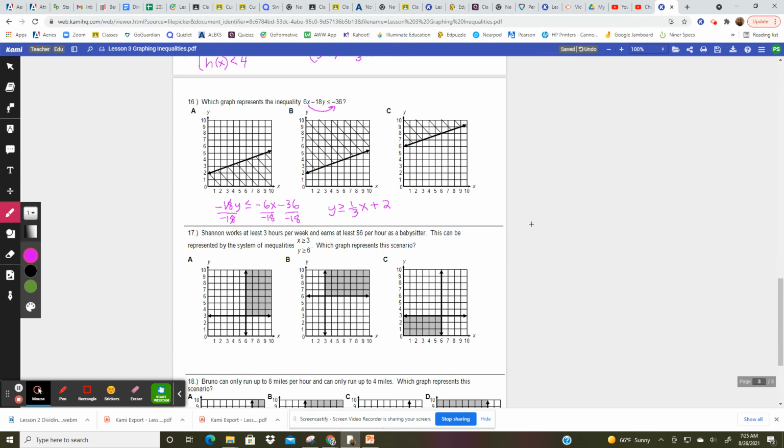So I needed to cross at 2, have a slope of 1/3, and be shaded above. Okay? So I already know it's not this one because this is shaded below. So this one has a y-intercept of 2, up 1, right 3, up 1, right 3, and it's shaded above. This one has a y-intercept of 6 and a slope of 1/3, so that's not right. So it's B because we needed a y-intercept of 2.